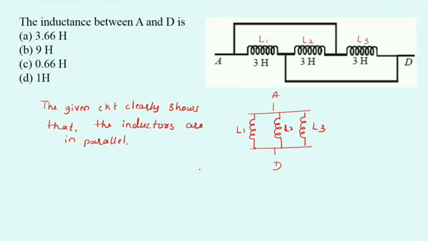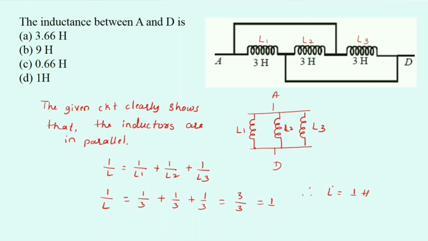So for parallel connection, we have the equation 1 by L equal to 1 by L1 plus 1 by L2 plus 1 by L3. Substitute the values of L1, L2 and L3, that is 1 by 3 plus 1 by 3 plus 1 by 3, that gives 3 by 3. So that will be 1. So therefore, L equal to 1 Henry. So the self-inductance value is 1 Henry, that is option T.